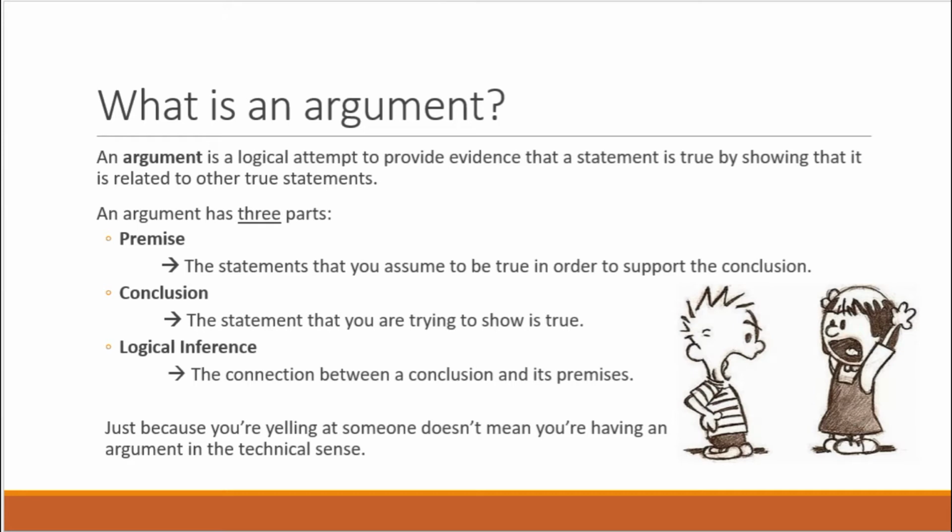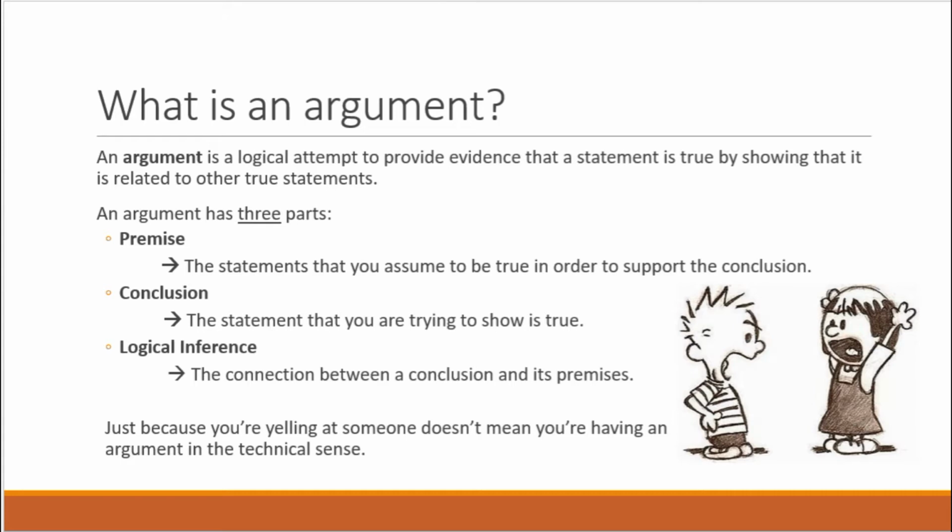So I've already told you that arguments are composed of statements, but now I'm going to tell you a little bit more about what an argument is. An argument is supposed to be a logical attempt to provide evidence for a particular statement that it's true by showing how that statement, how that proposition about the world, is related to other propositions. So here are the three parts. An argument is going to have a premise, a conclusion, and a logical inference. Okay?